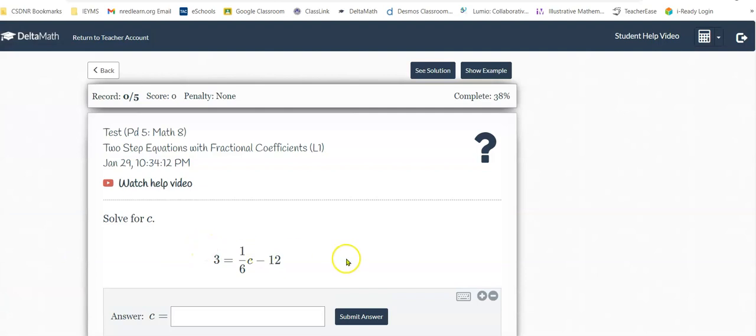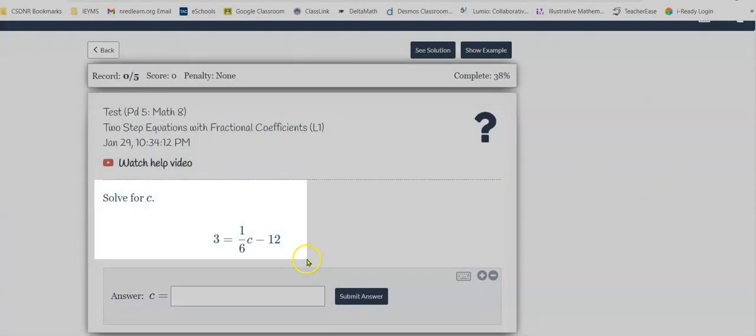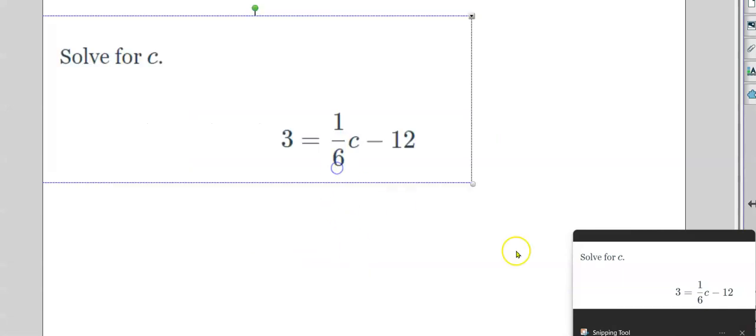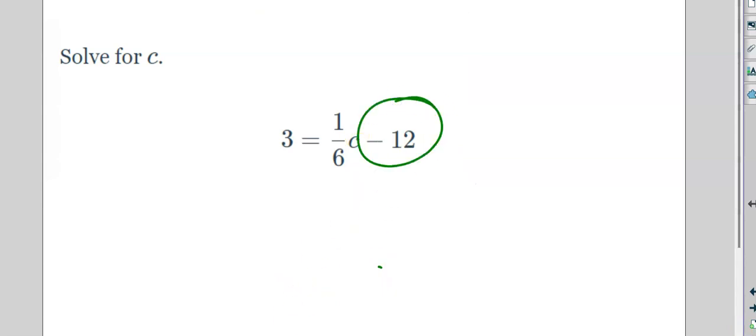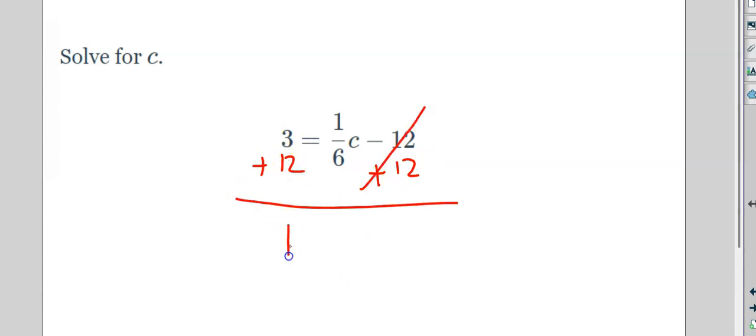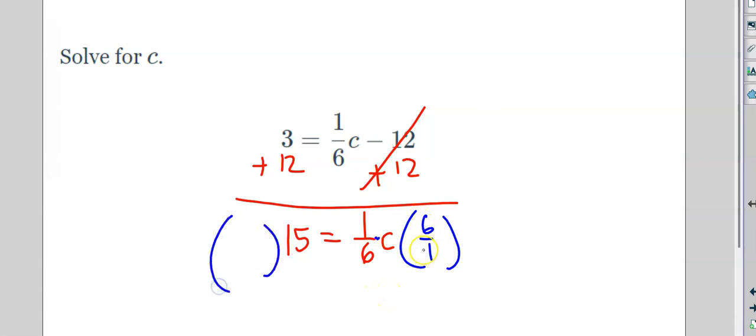All right, two-step equations with fractional coefficients. We got this. So we're going to do something very similar to what we were doing before, and that is we're going to clear our constant first, which for us is the minus 12. So we're going to add 12 to both sides, and then we're going to get 15 is equal to 1/6 c. This is multiplying. The opposite of multiplying by a fraction is dividing by a fraction. So we don't divide by fractions, we multiply by the reciprocal. Now because this is 6 over 1, you could simply write just 6 when you multiply here. So C is going to be equal to 30, 60, 90.